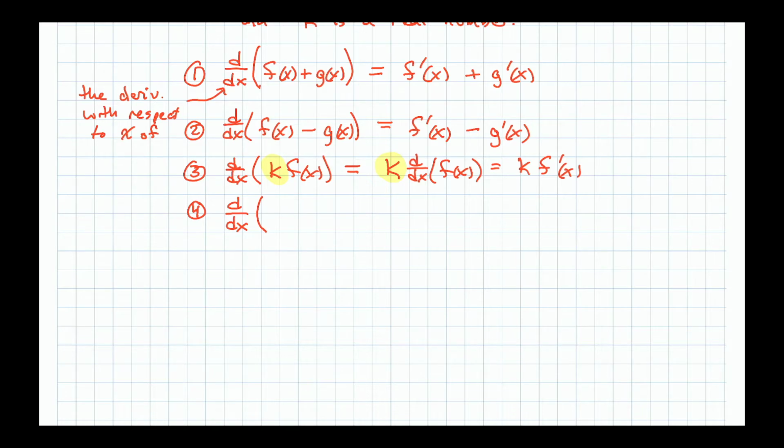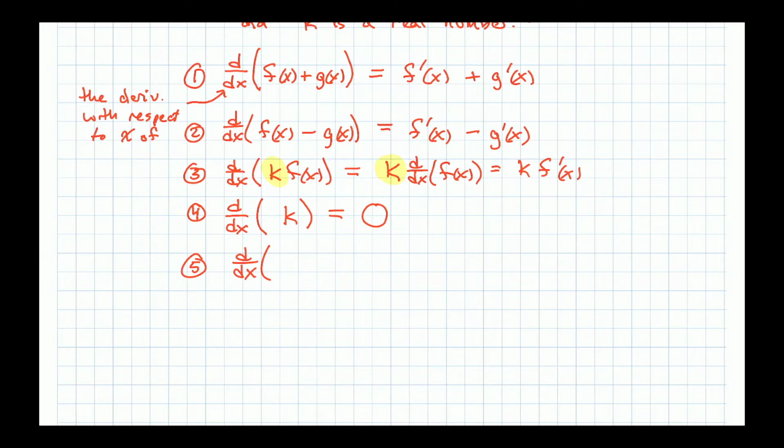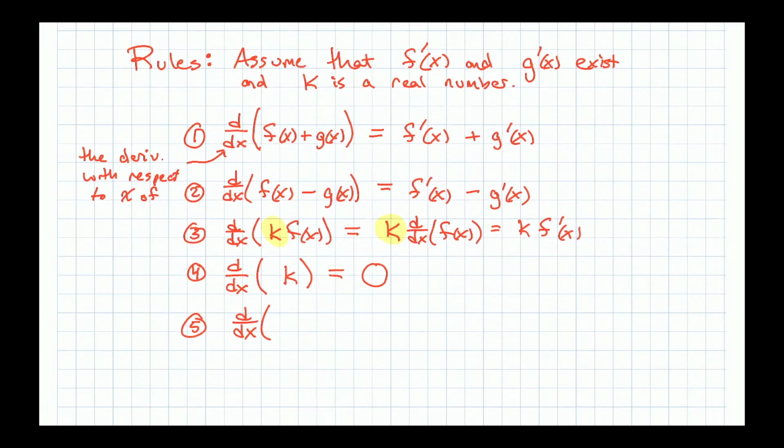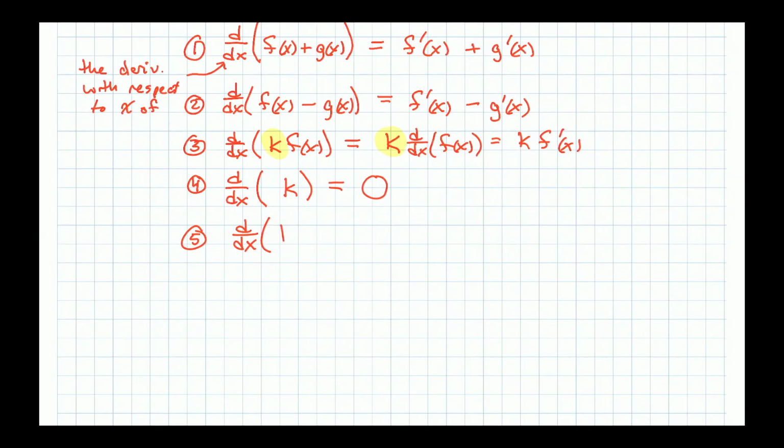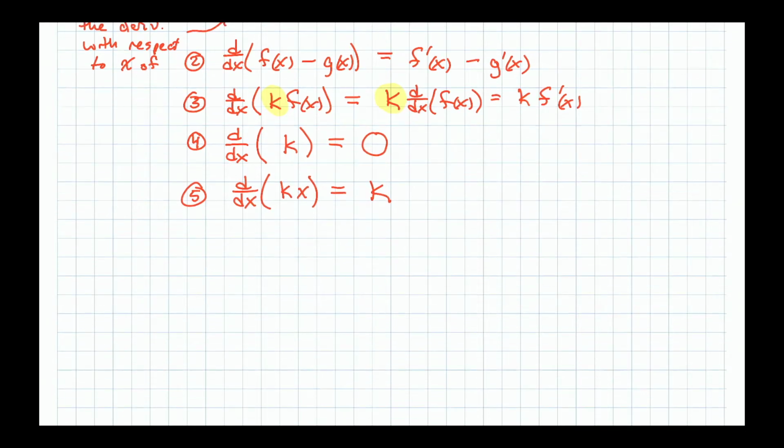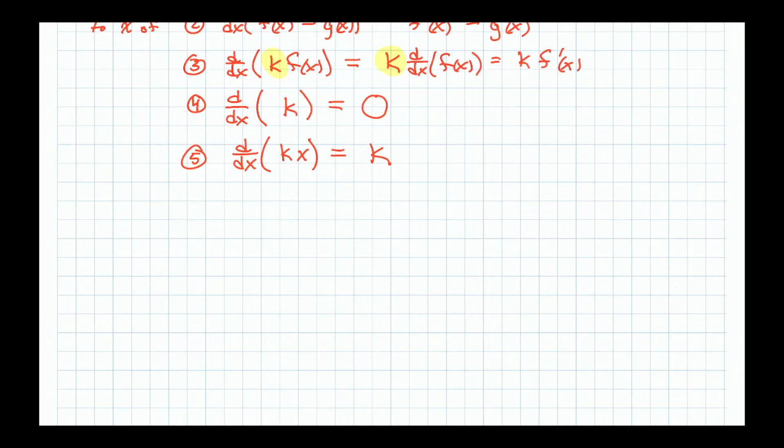So d dx of a constant: if I take the derivative of a constant by itself, the derivative is 0. And if I take the derivative of, I have a k as a real number, I'll say kx then, so I don't have to define a new one. The derivative of kx is just going to be k. All right, so that's where we're going to start. I'm going to leave a little bit of space here for the power rule.